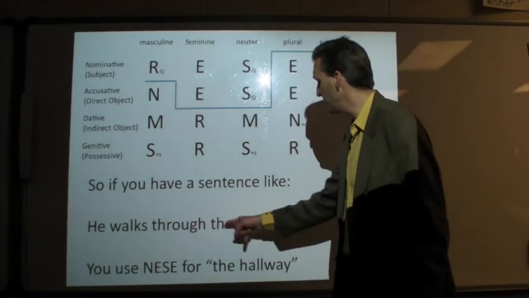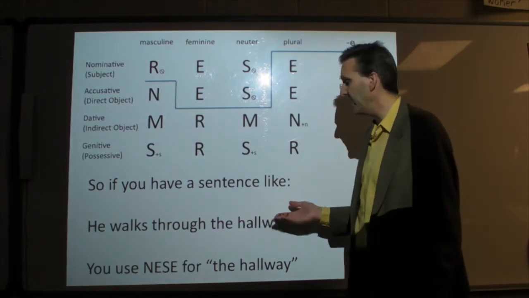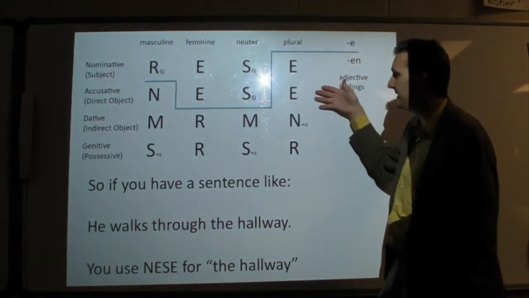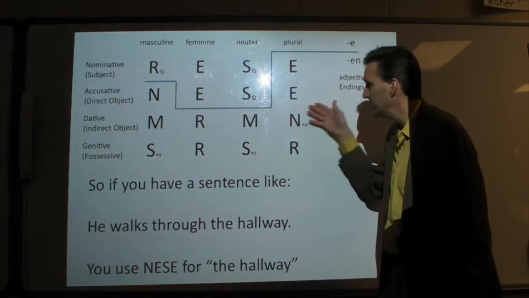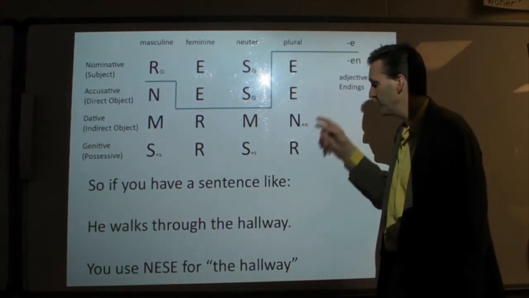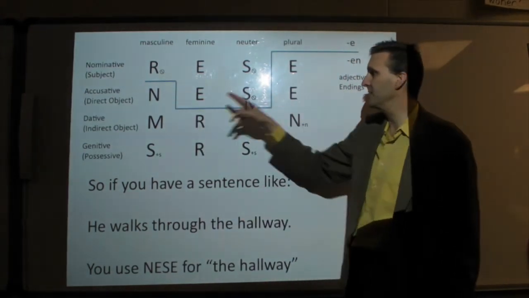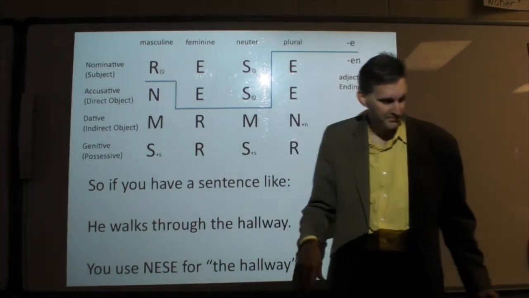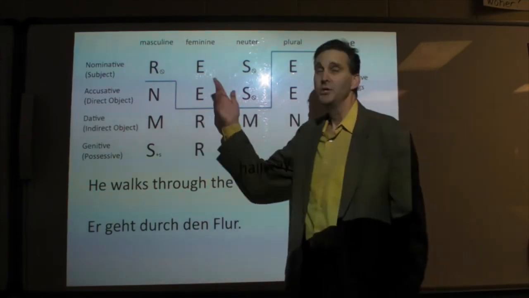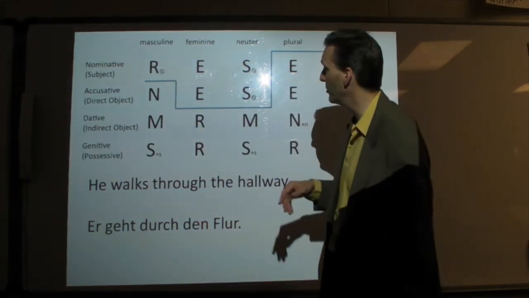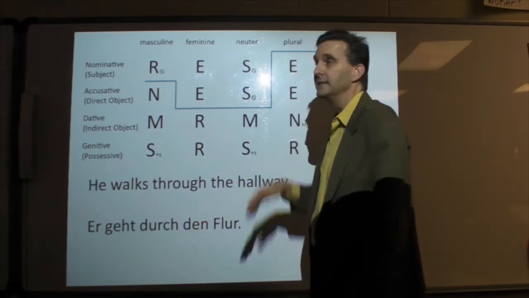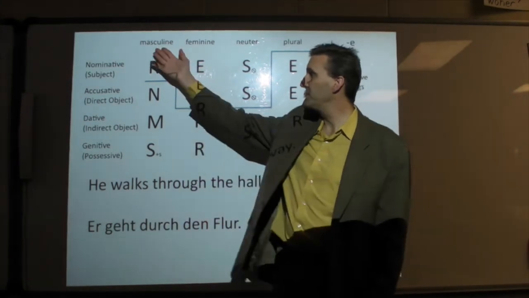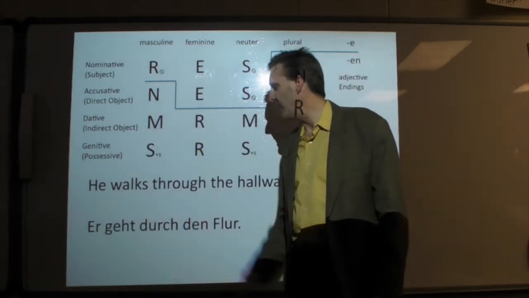So, he walks through the hallway, okay? We have through, which is durch. Durch puts us automatically in here. So whatever hallway is, that has to be an accusative word, okay? So the "the" of the hallway is going to be here, here, here, or here. All we need to know is what gender is hallway, and we're good to go. Alright? So, you might remember that hallway is der Flur, and if you don't know the gender of that, that's a tougher one. That's just a memorization one. So, that happens to be masculine.